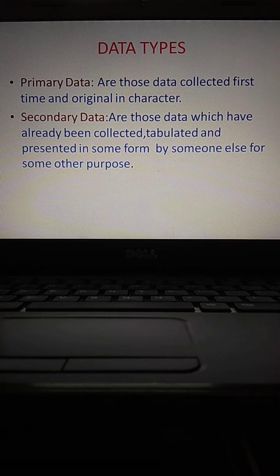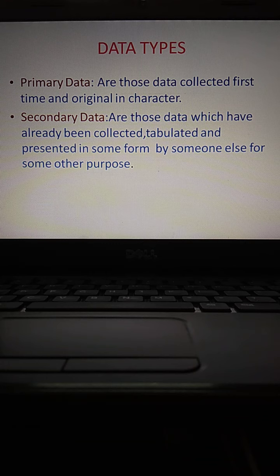So there are two types as far as the data is concerned. One is called the primary data and one more is called the secondary data. What do you mean by primary data? Primary data are those data collected for the first time and original in character. This is very, very important. As far as the primary data is concerned, for any research work going on, if the data has been collected specifically for that problem, such a way of collecting data is considered as primary data.